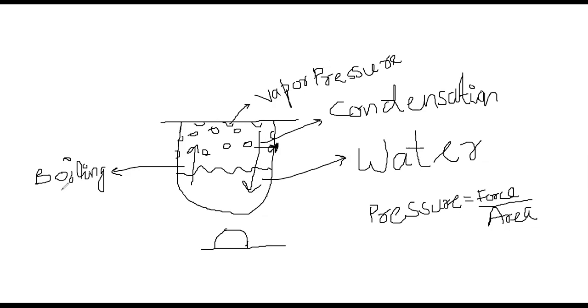When vapor pressure is equal to atmospheric pressure. As this is a pure definition, I'm going to write it this way: when vapor pressure is equal to atmospheric pressure, or standard pressure, or external pressure, whatever you'd like to call it, then we call it boiling. This is the procedure for boiling. This is how we define boiling at this point.